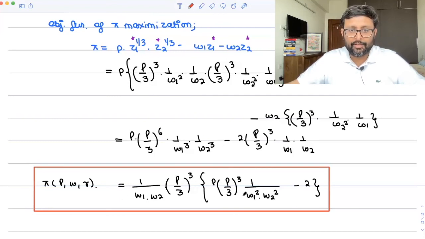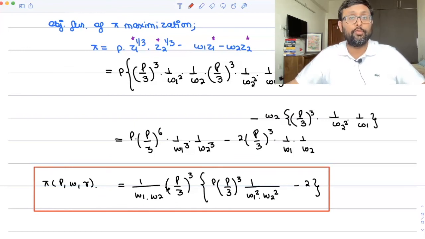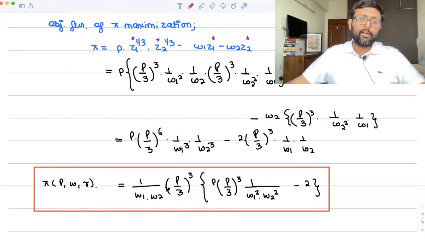I hope I have solved it right. So in case there is any algebraic mistake, please do let me know. This is what your profit function is. The function of what? Output price and input prices. Right? So this is the way you solve your profit function. Right, beta? Thank you.